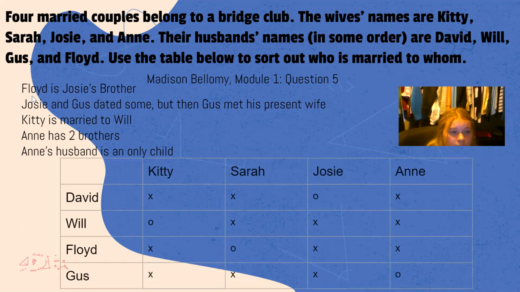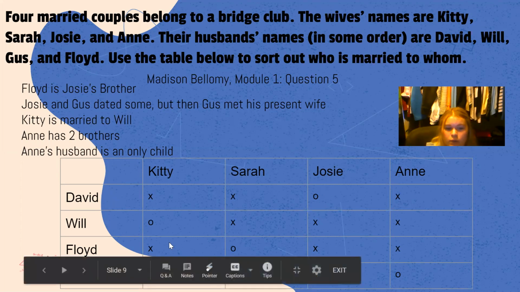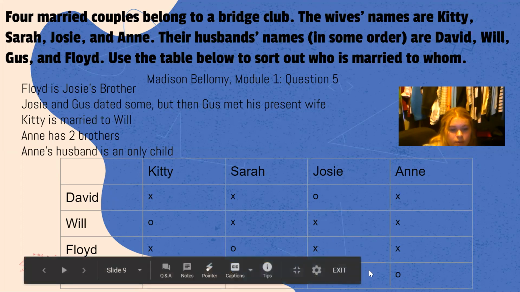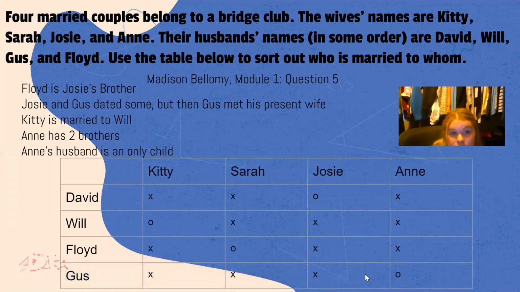So, the first one is Floyd is Josie's brother. So we can go ahead and go to Josie and mark out Floyd with an X because they are brother and sister, so they're not married. Josie and Gus dated some, but then Gus met his present wife. So again, on Josie, we can go ahead and mark out Gus as well, which is on the bottom, covered up by the presentation toolbar. So we can go ahead and mark an X for Gus as well. So the only options left for Josie would be Will and David at this point.